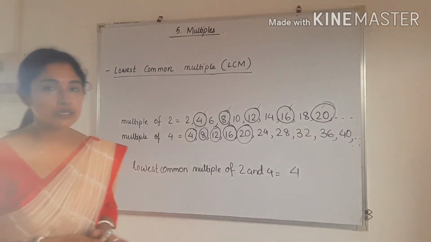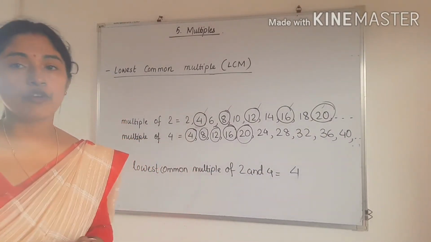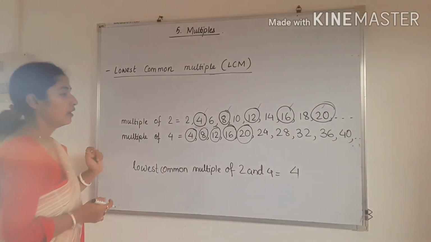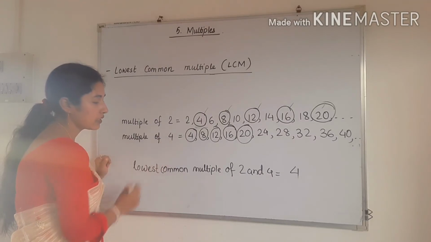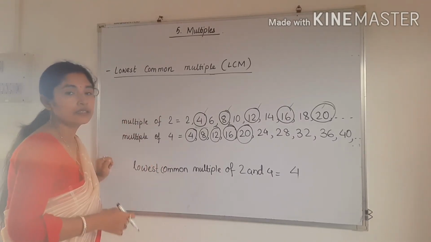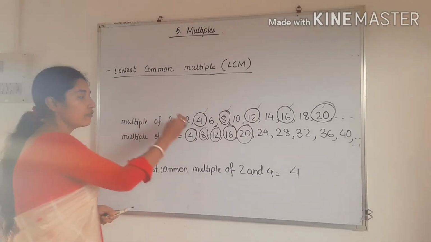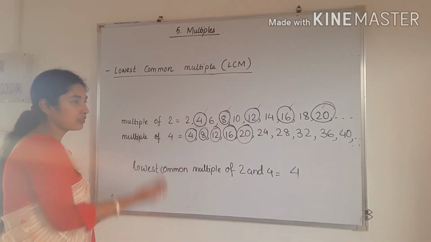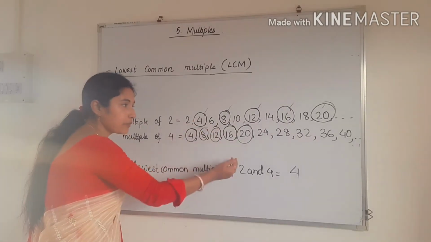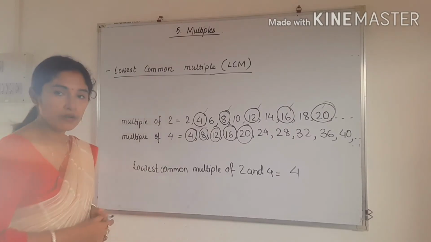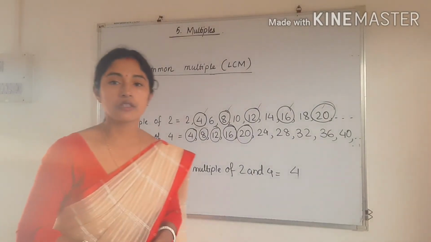Okay, so the answer is 4. This is the first method for finding LCM, and it is called finding the LCM by listing the multiples. Here we list the multiples of each number, then find the common multiples, and then find the lowest among the common multiples. So this is the first method.